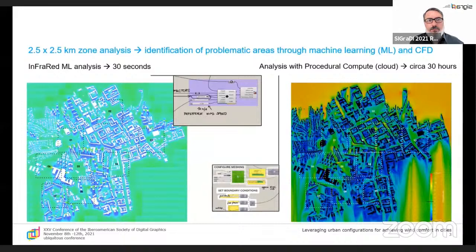Although the two outputs cannot be compared directly, only through colors, we can identify similar predictions for wind acceleration and turbulence in both. The zones with higher wind speed are framed.